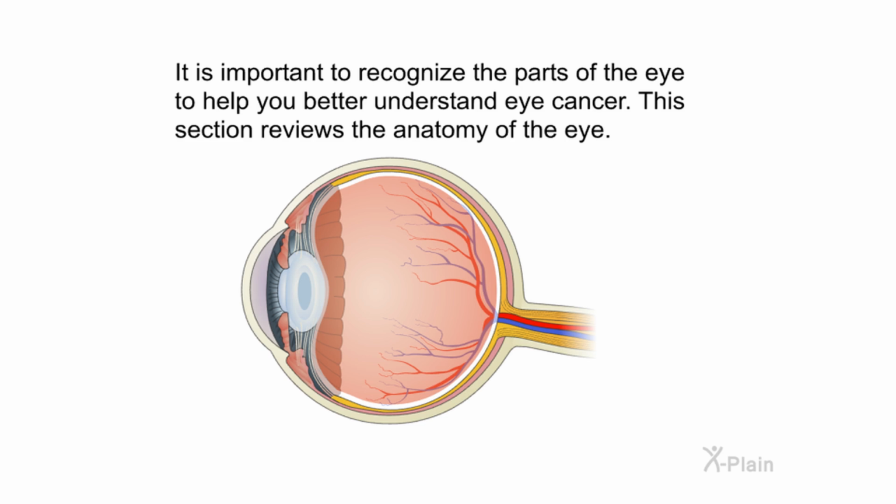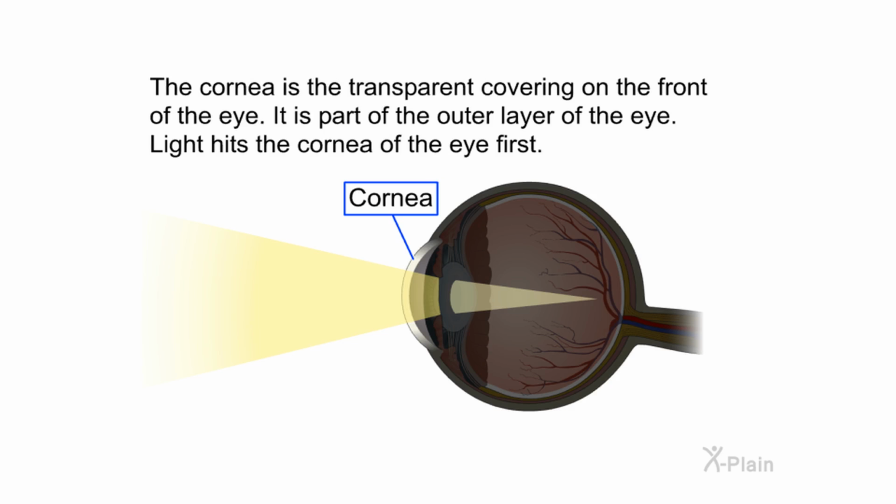The eye. It is important to recognize the parts of the eye to help you better understand eye cancer. This section reviews the anatomy of the eye. The cornea is the transparent covering on the front of the eye. It is part of the outer layer of the eye. Light hits the cornea of the eye first.